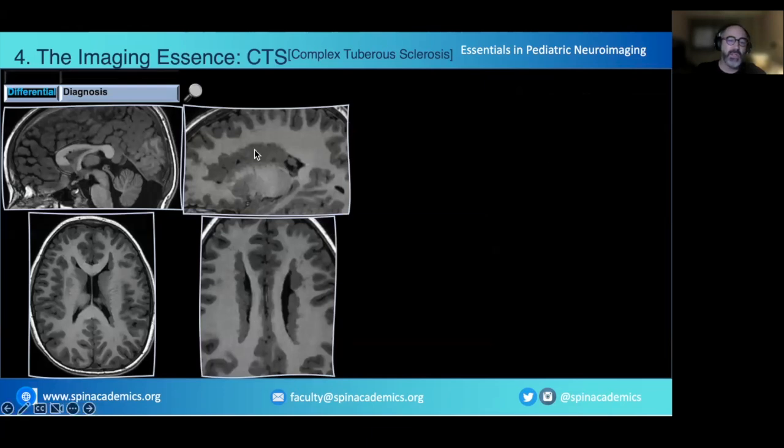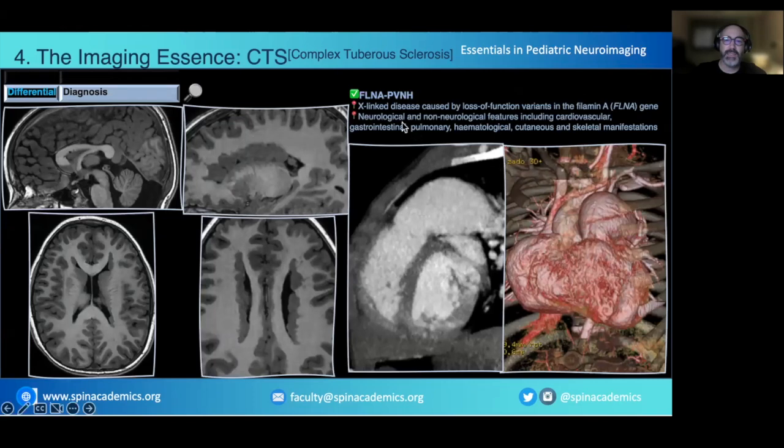of periependymal nodules. In this case, the signal is similar to the cortex. That means that it's not anomalous tissue. These are heterotopias, and this is the FLNA periventricular nodular heterotopias, which also has cardiovascular anomalies, in this case a pulmonary dilation. So be careful with the ependymal nodules and the differential diagnosis.